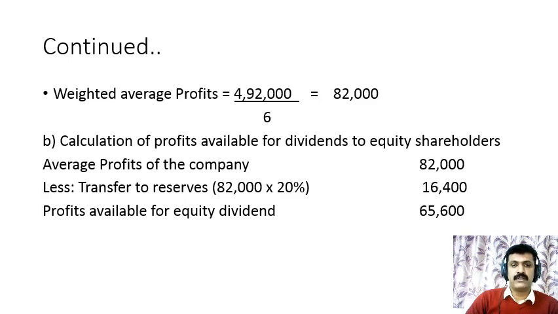In the next step, we have to calculate the profits available for dividends to equity shareholders. In that, first we have to take the average profits of the company. From that, we have to deduct transfer to reserves. That is on 82,000, 20%, that comes to 16,400. Therefore, the profits available for dividends to equity shareholders is 65,600.